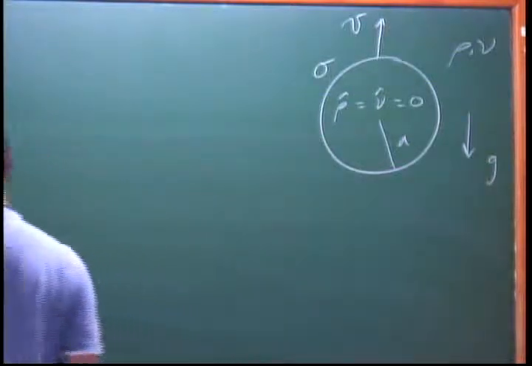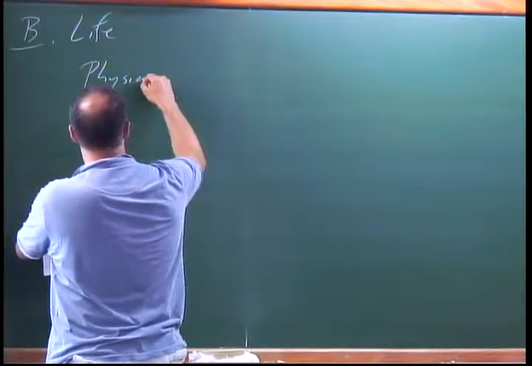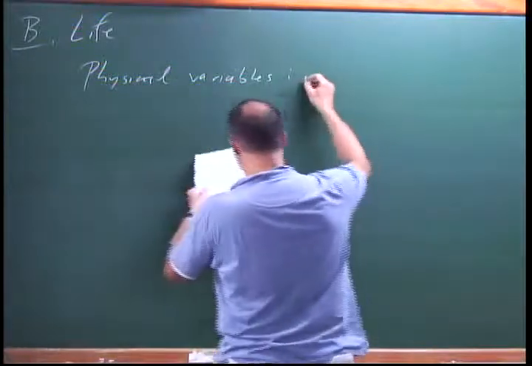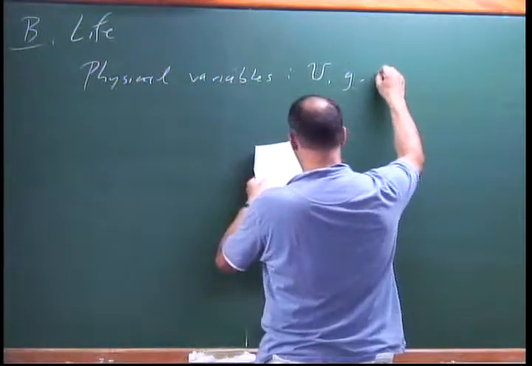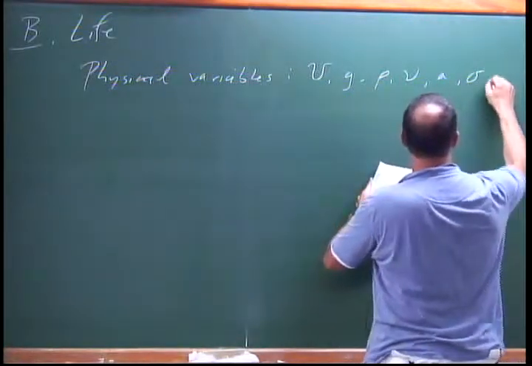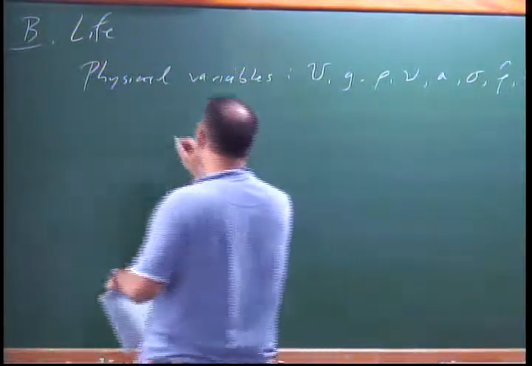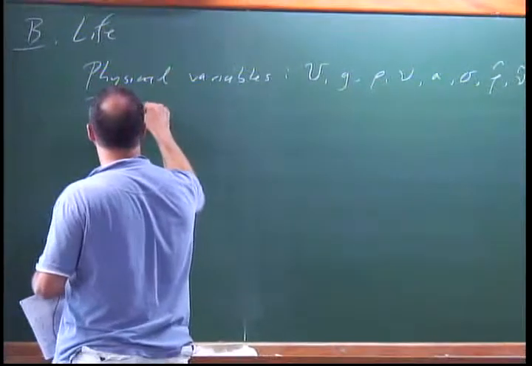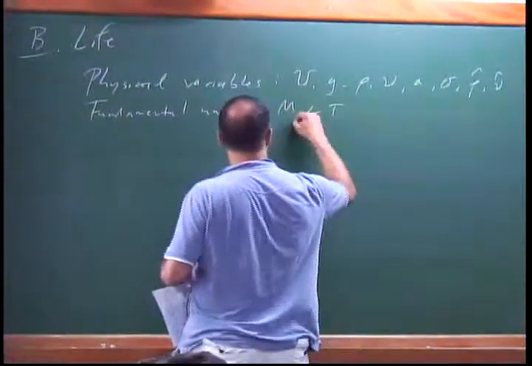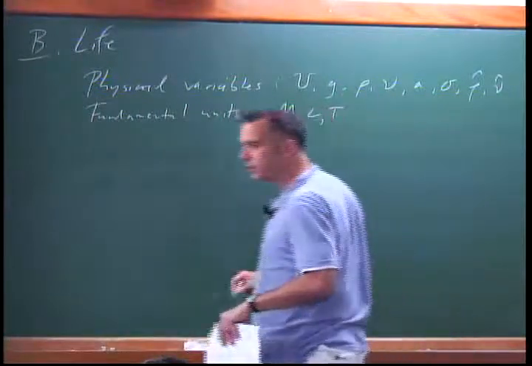So our physical variables, if we do our Buckingham pi, can include these, but we're going to throw them out. And our units: mass, length, and time. If we take these three things, then we're going to have three groups.